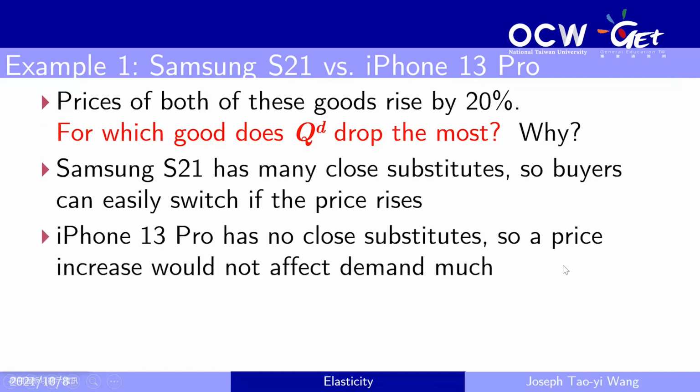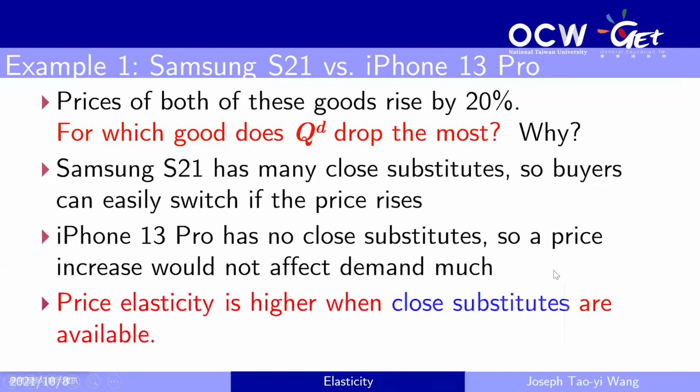Here's the problem. Suppose the iPhone 13 Pro is now more expensive than the asking price that Apple is posting. Well, what would people do? iPhone 13 Pro has much less substitutes compared to a good Android smartphone. And so the increase in prices would not affect quantity demanded that much.